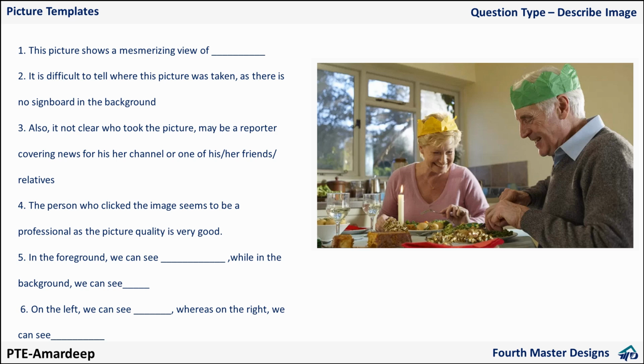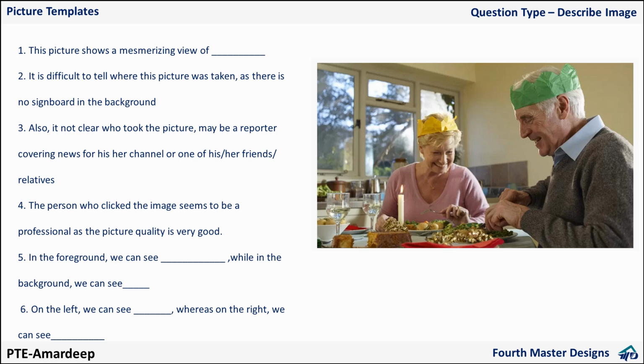The person who clicked the picture seems to be a professional photographer as the picture quality is very good. In the picture, we can see the old woman is smiling at something as the person is cutting the cake or doing something. We can see a candle, we can see some wine glasses, and in the background we can see some trees, there are some windows. That's all guys, 42 seconds.